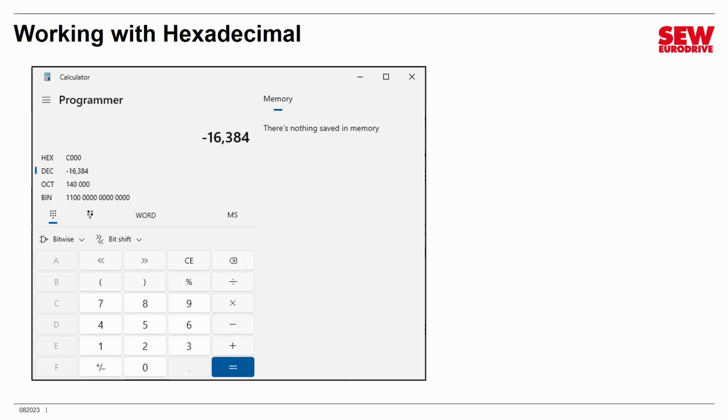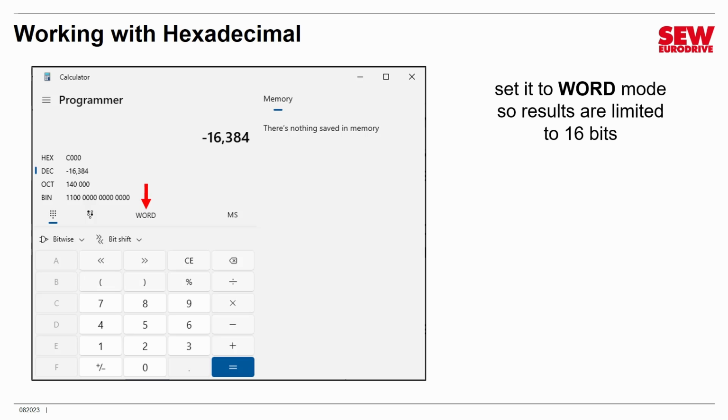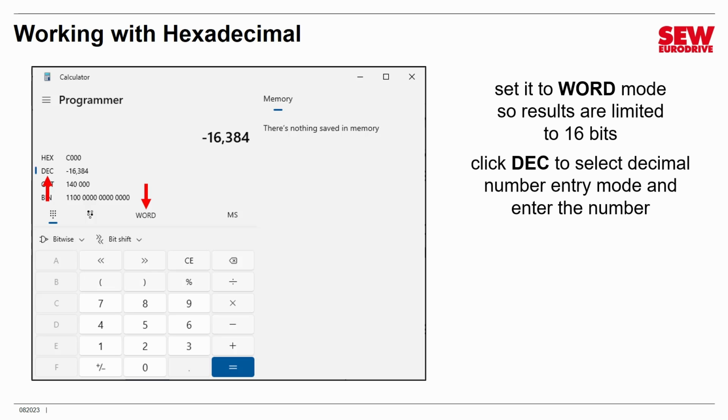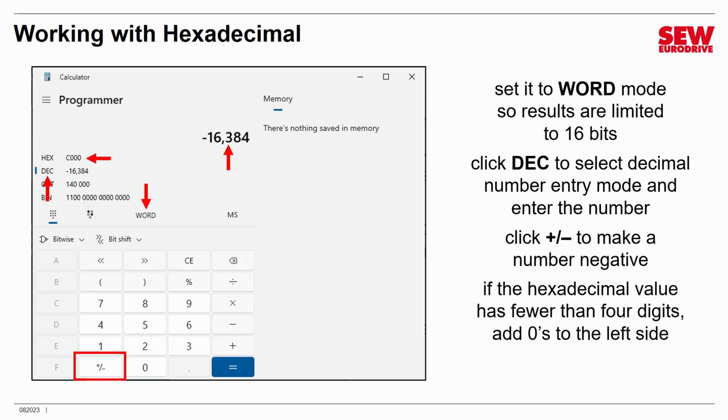Now, if you're working with hexadecimal, you can use the Windows calculator for that too if you want to convert from decimal to hexadecimal. And the way you do it, again, you make sure it's in word mode by clicking where it says word until it changes to word. Then you click dec up there to put it in decimal mode, and you type in the decimal number like 16,384. And if you need to enter a negative decimal number, you need to click the plus minus button on the screen. Don't use the one on the keyboard. That will give you a negative number. And then you'll see the hexadecimal equivalent right there.